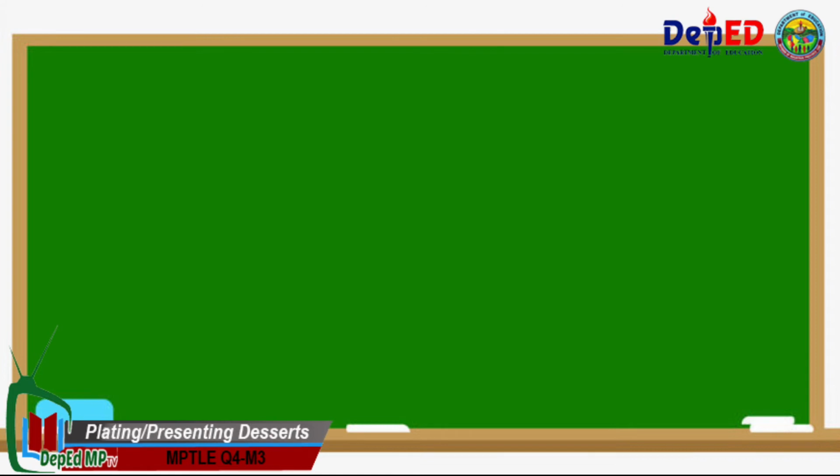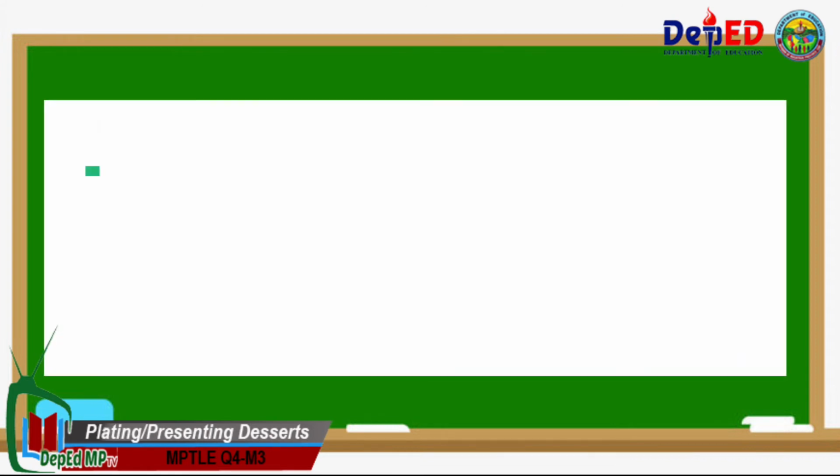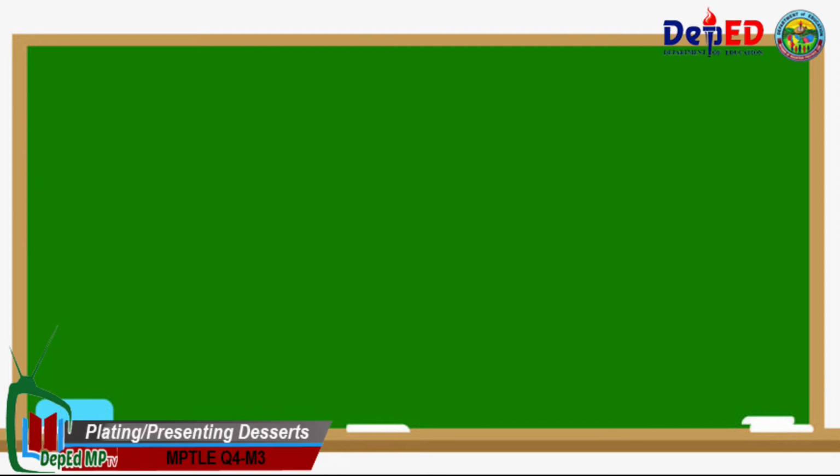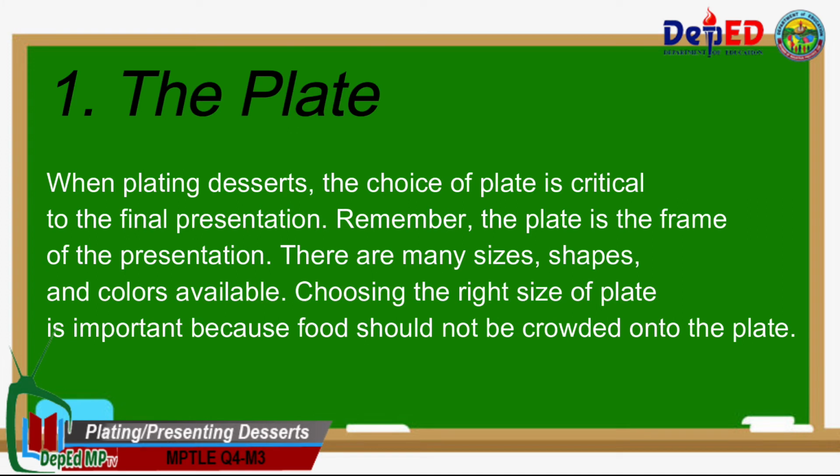After the guidelines in plating desserts, let us now move on with the plating and presenting tips and techniques. Number 1. The plate. When plating desserts, the choice of plate is critical to the final presentation. Remember, the plate is the frame of the presentation. There are many sizes, shapes, and colors available. Choosing the right size of plate is important because food should not be crowded onto the plate.